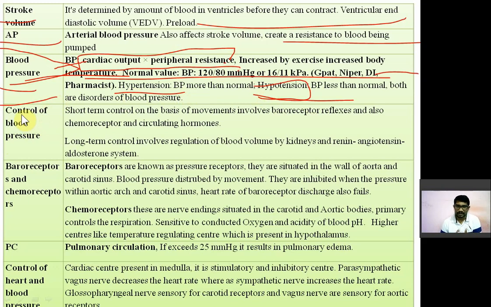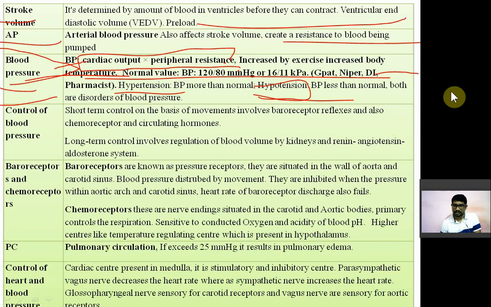Actually this 120 by 80 is not exactly normal, it is again an average. It may be a little bit plus or minus. Okay, it is just an average, so it is not... If your blood pressure is 120, 125 and 80, that does not mean you are suffering from hypertension. That is not the case.